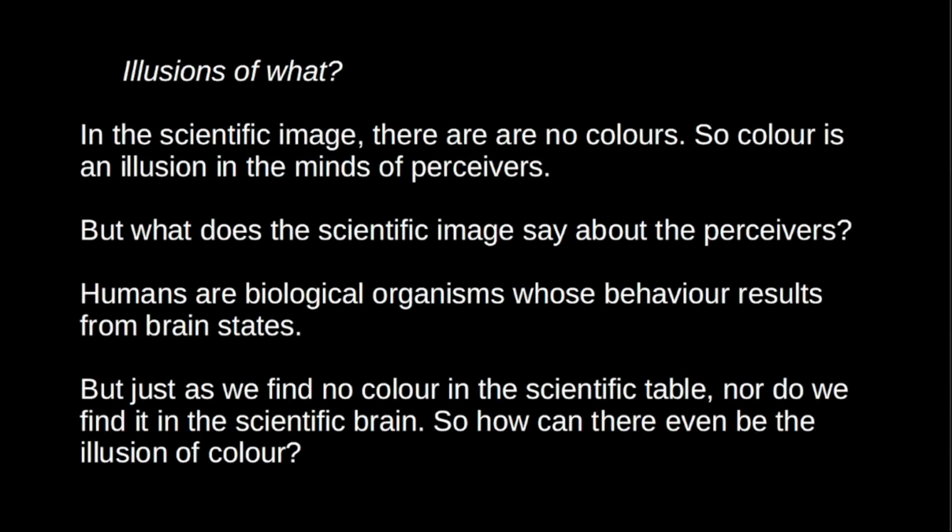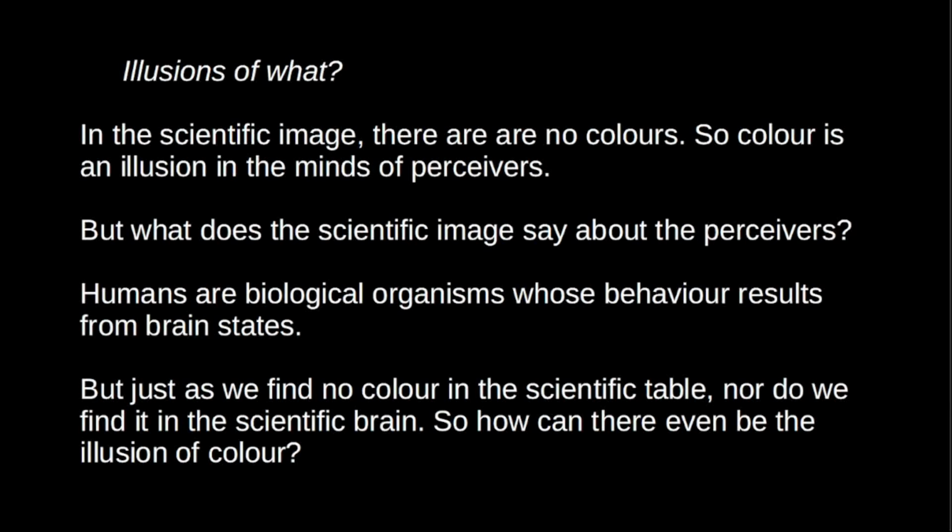We've seen that colour has no place in our best scientific descriptions of objects, right? So we've taken colour out of those objects and put it in the minds of perceivers. But human perceivers are subject to scientific theory as well. And science provides a description of human beings as biological organisms whose behaviour is the product of brain states. When I open my eyes and I look in front of me and I say, oh, that's a red square, or hey, that's a red car.